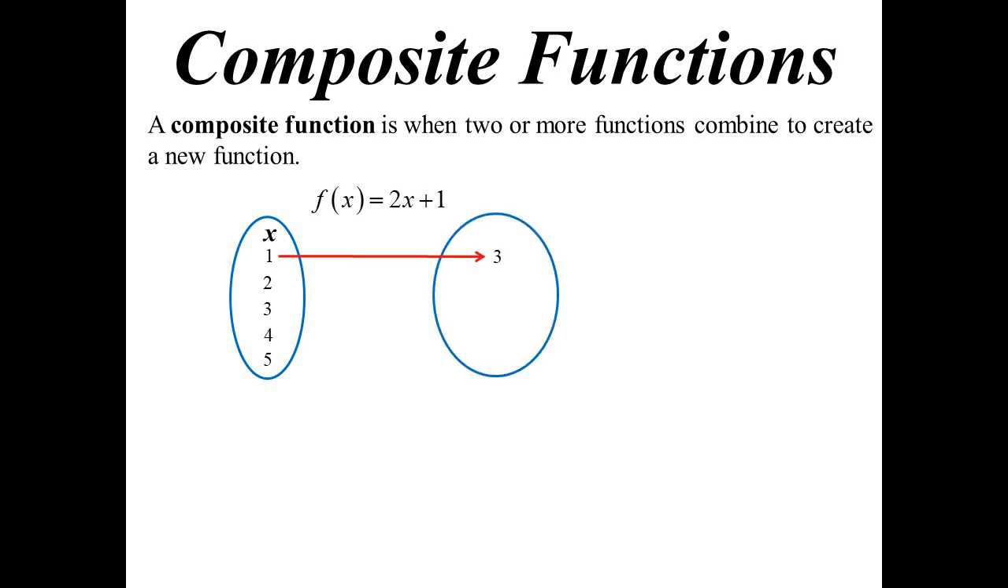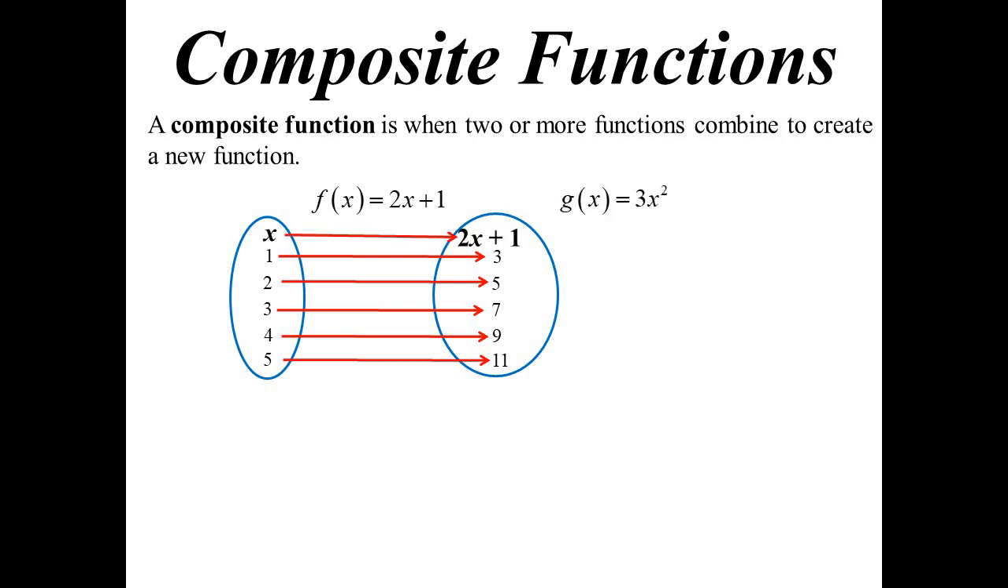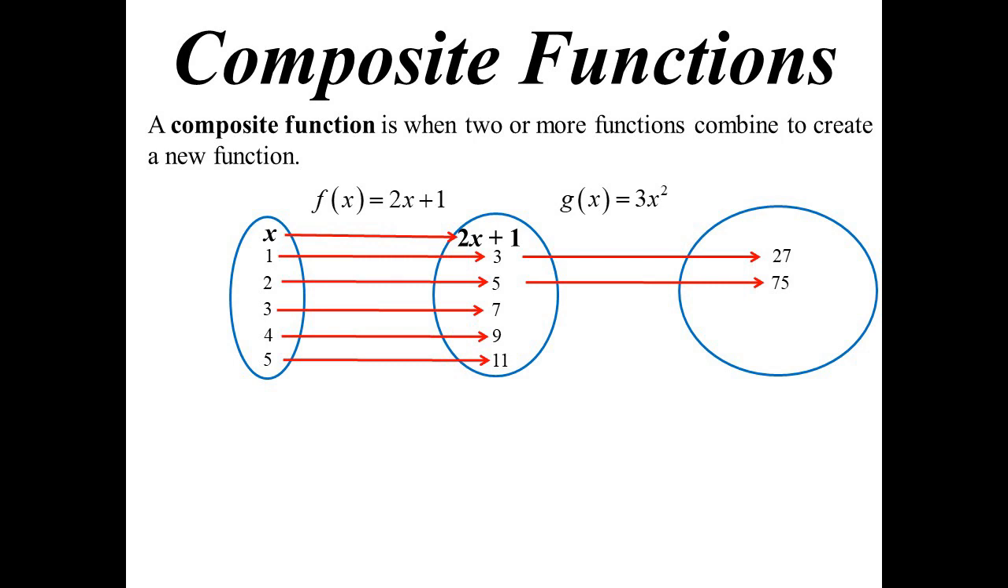We plug it into this function 2x plus 1, and the 1 becomes 3, the 2 becomes 5, the 3 becomes 7, the 4 becomes 9, the 5 becomes 11. But we don't stop there. We then get those numbers and plug them into another function, let's say 3x squared. So now the 1 essentially has become 27, and the 2 has become 75, the 3 has become 147, the 4 has become 243, and the 5 has become 363. So we've applied two functions to the number.